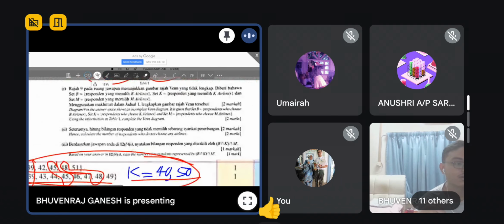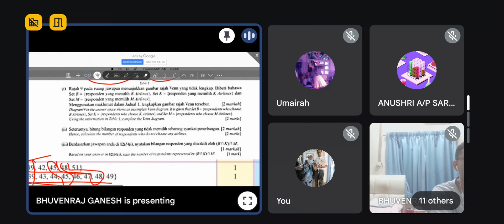For number 2? Okay. So we go to the last part, number 3. They give you this symbol. Okay. So how to find this one? Okay, no need to find.